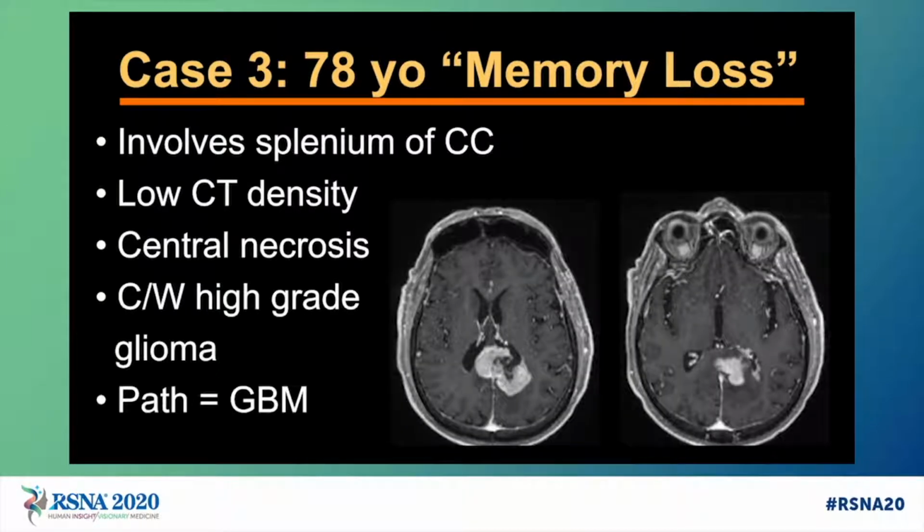Here are some contrast enhanced images. You can see there's heterogeneous enhancement with what looks like some central necrosis. So our imaging findings involve the splenium, low density on CT, central necrosis. All this is consistent with a high-grade glioma. Pathology was not a surprise. This turned out to be a glioblastoma multiforme.